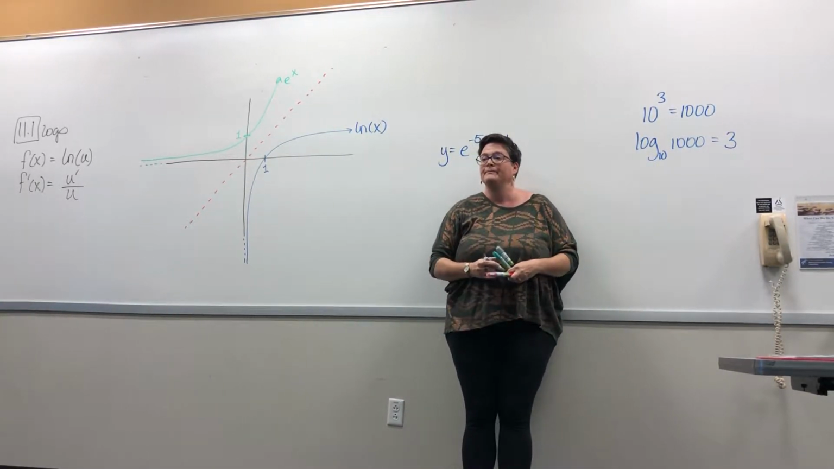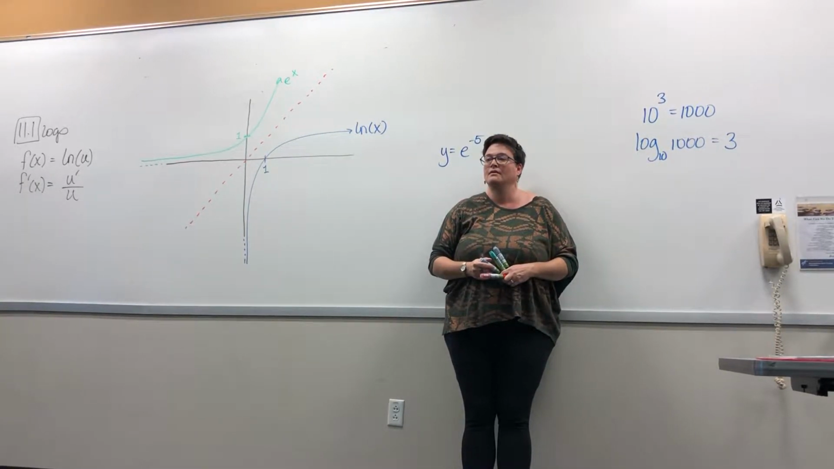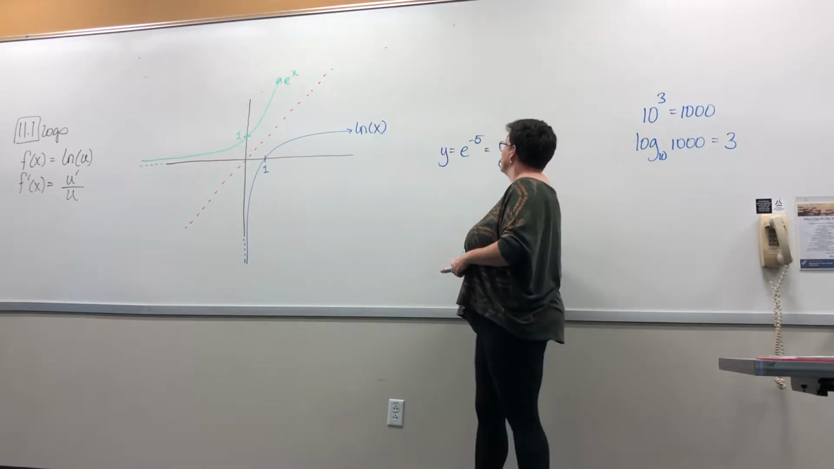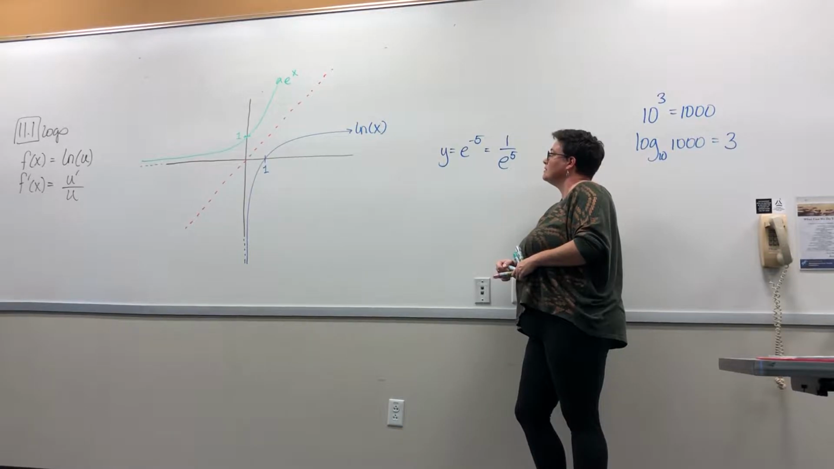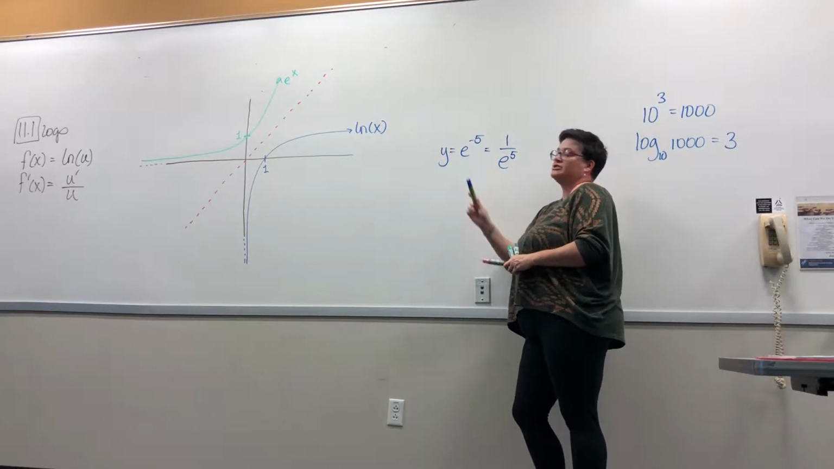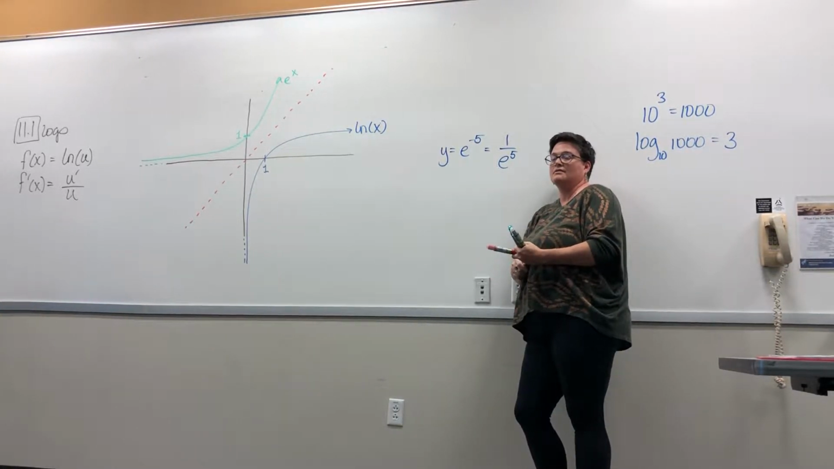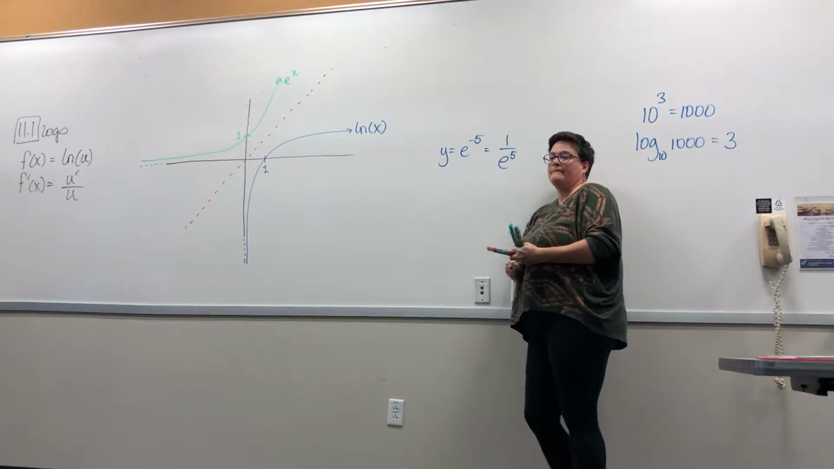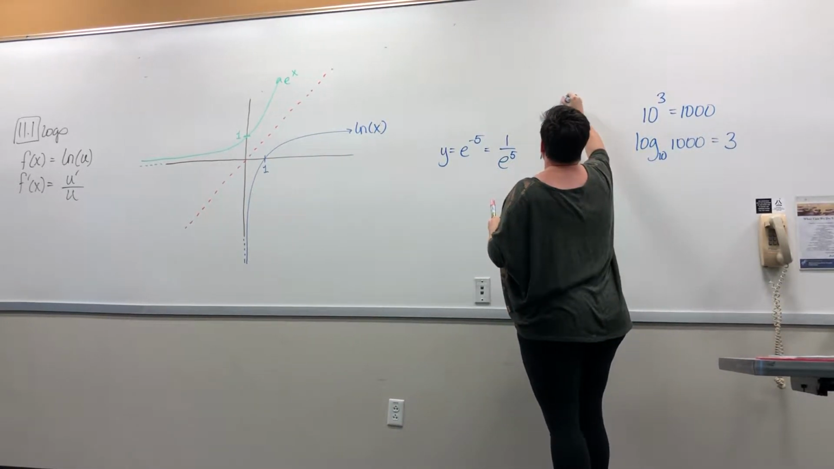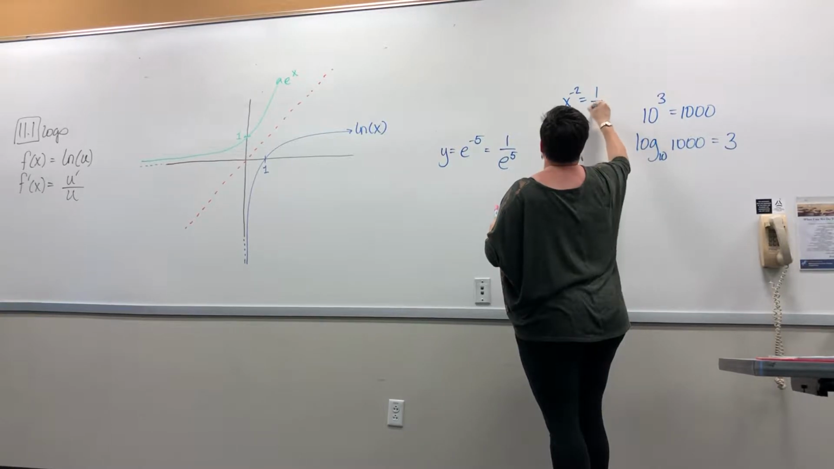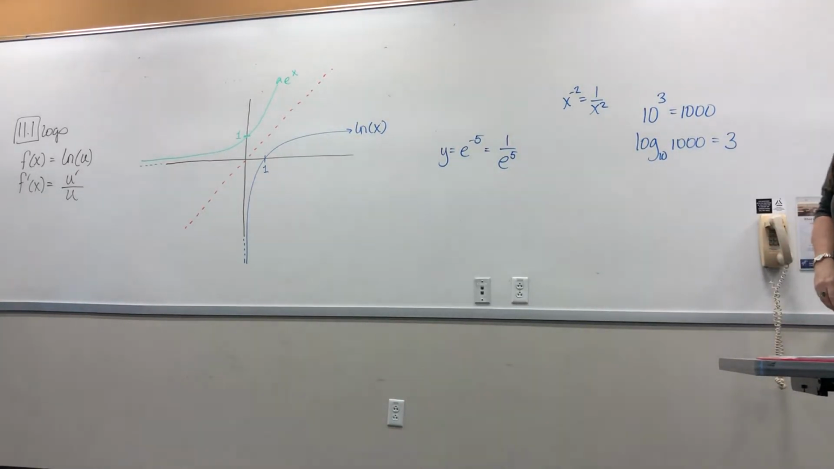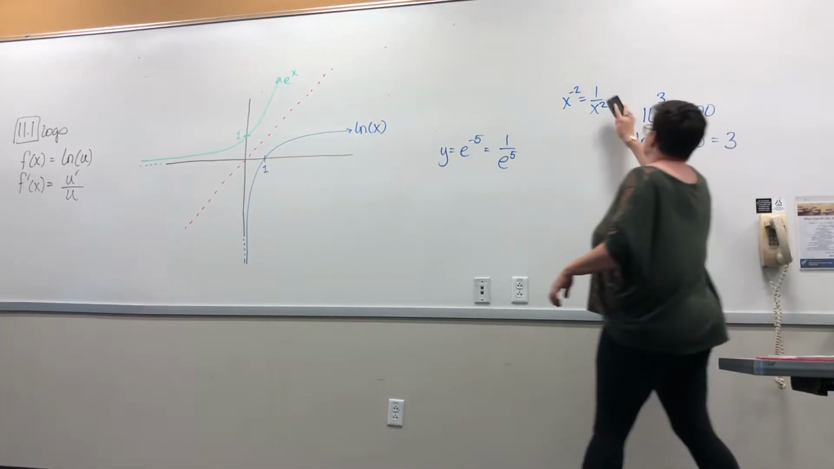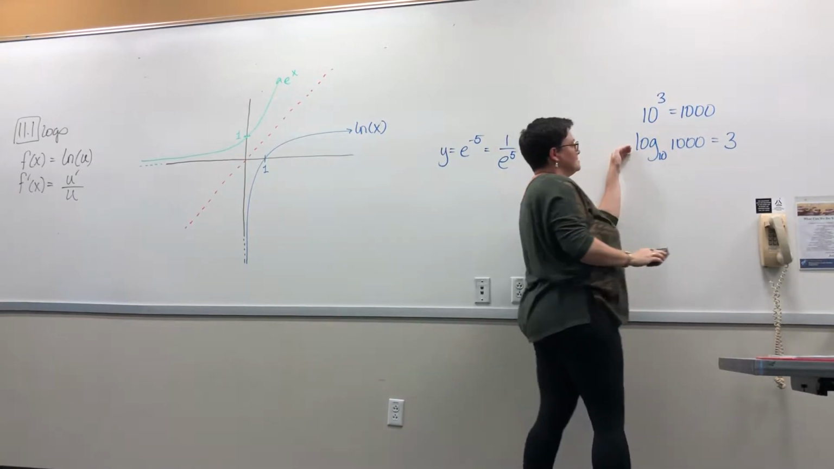Shouldn't the e be to the negative 5 in the denominator? No, because I brought it downtown and changed the sign. So remember, x to the negative 2 is like saying 1 over x squared. Groovy? Okay. So there's the relationship between exponents and logs.